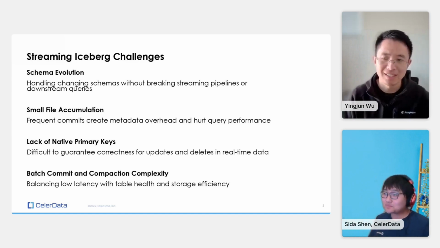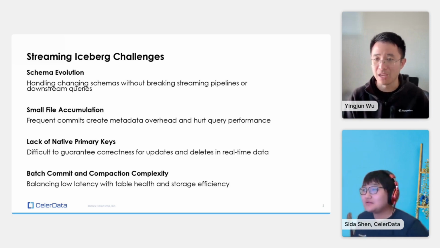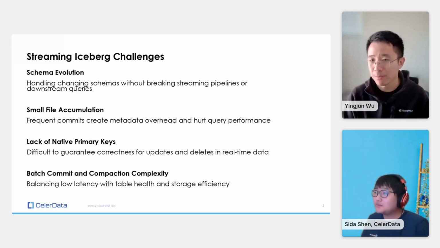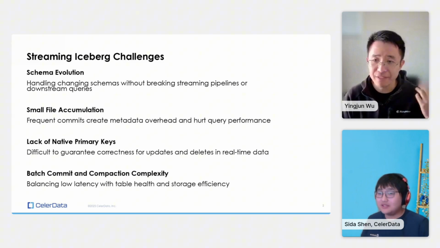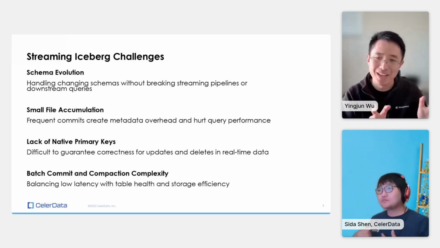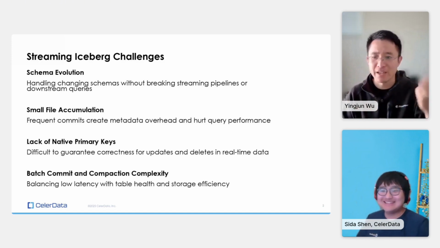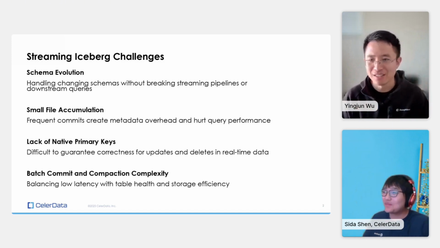Okay. I think the first thing is that streaming data is different from batch data. Streaming data is continuous, right? Every single second you get, let's say 100 events per second, which is actually pretty small, to be honest. Let's say 1,000 events, right?